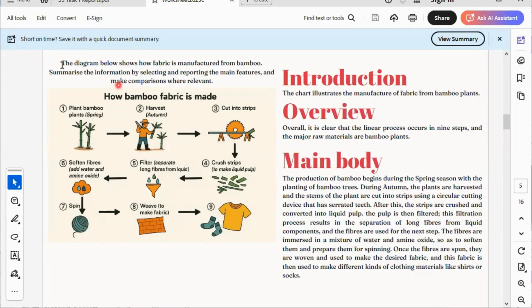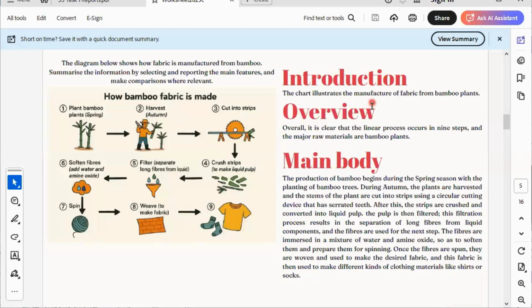Look at this part here. The diagram below shows how fabric is manufactured from bamboo. That's the question prompt, and that's what I've paraphrased here. The chart, instead of saying diagram, I wrote the word chart. Instead of saying shows, I wrote illustrates. The chart illustrates the manufacture. Can you see the paraphrasing I've done here?